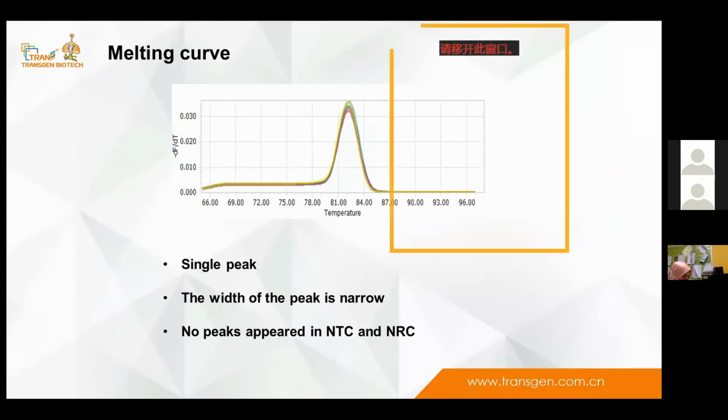The melting curve. The melting curve should have just one single peak, and the range of the peak is narrow. It shows a very good result and shows very good specificity. If there are no peaks appearing in NTC and NRC, it's a very good melting curve result.